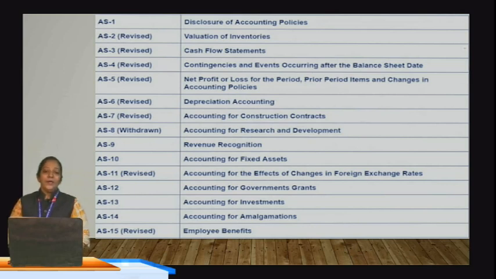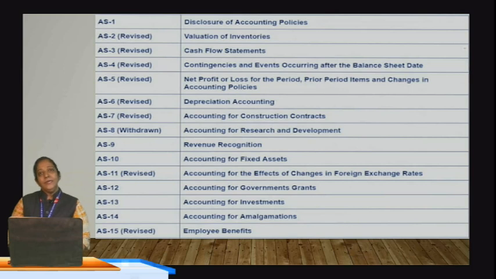AS4 indicates contingencies and events after balance sheet dates. There are various events once the balance sheet is framed. There are certain events which happen after the balance sheet date. How those events will be recorded is given in AS4. AS5 indicates net profit or loss for the prior period items and changes in the accounting policies.